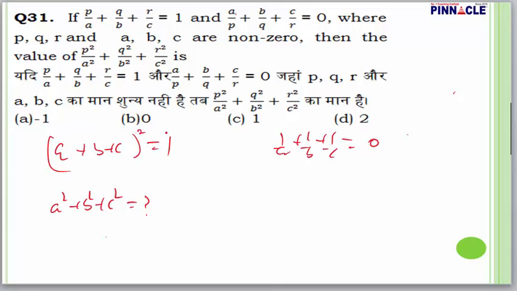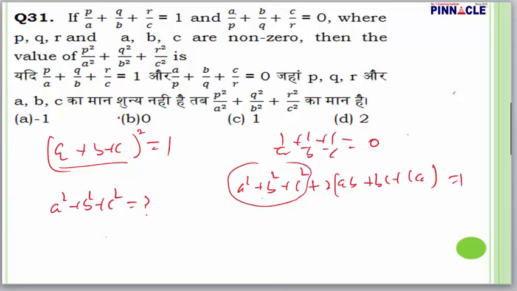Now if I square both sides, then we will have A square plus B square plus C square plus 2 times AB plus BC plus CA, which is equal to 1. We have opened this bracket, and then it is equal to 1. Now we have to find the value of A square plus B square plus C square. So the value of this would be equal to 1 minus 2 times AB, BC and CA.